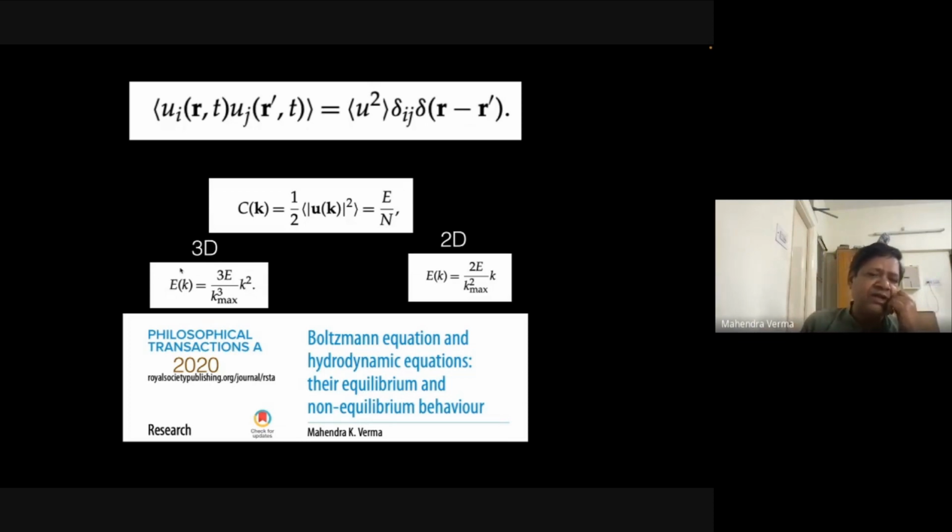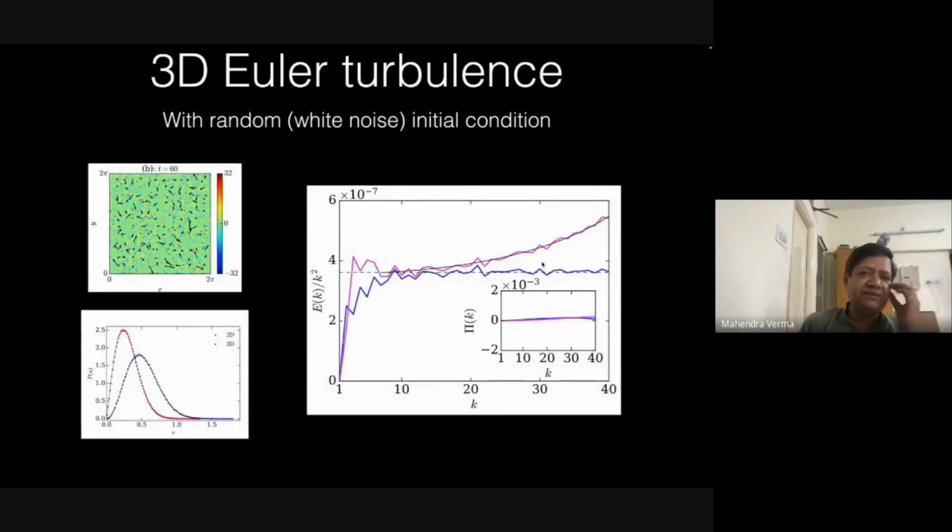This is called modal. This is a one-dimensional energy, energy in a shell. It is proportional to k squared in 3D, and it is proportional to k in 2D. Now let's see whether we get this in a simulation.